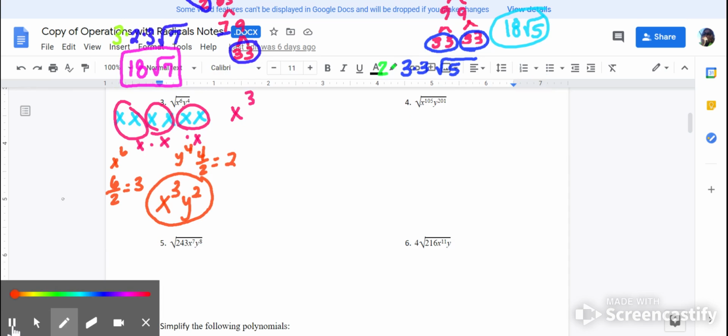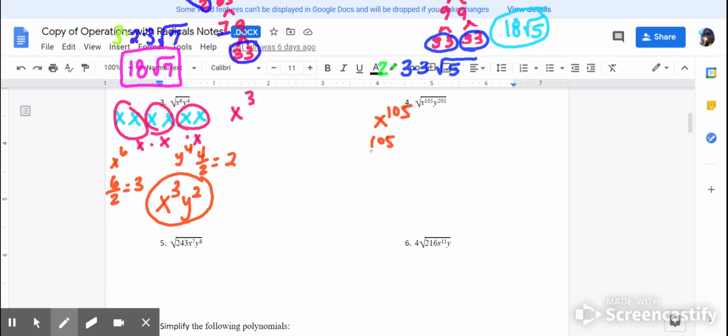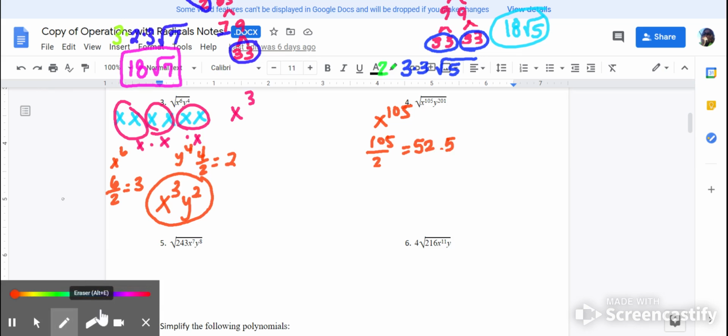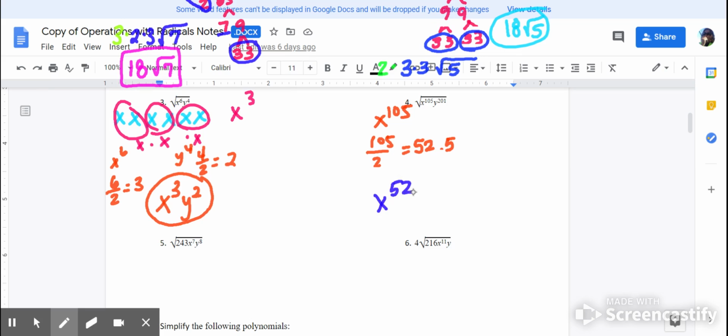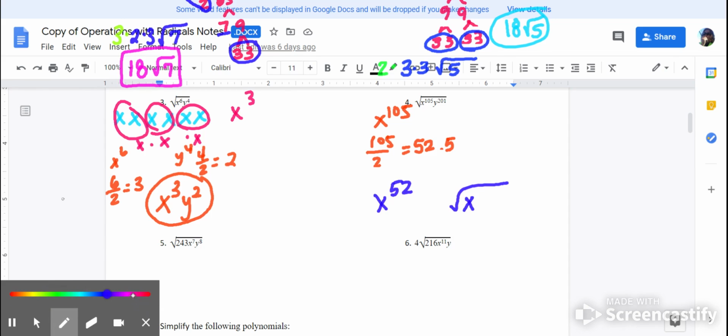So number 4 is one of these problems where I do not want to list out 105 x's. Instead, what I'm going to do for x to the 105, I'm going to take 105 and divide it by 2. That'll leave me with 52.5. This 0.5 tells me that I have an x left over. So I have x to the 52nd power on the outside. There's 52 pairs of x's. But on the inside, this 0.5 tells me that I have one, like a pair of socks, when you can only find one of those. I only have one of those 2 pairs left over. So there should be one x left on the inside.